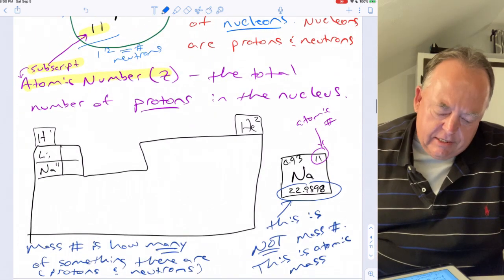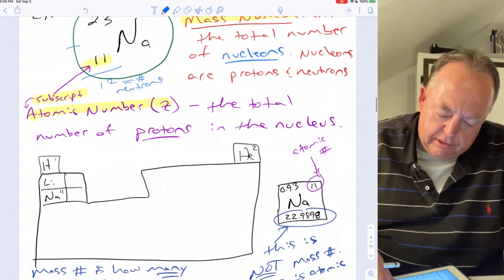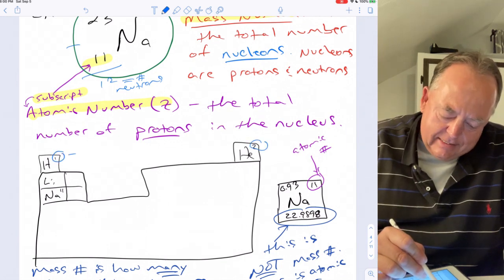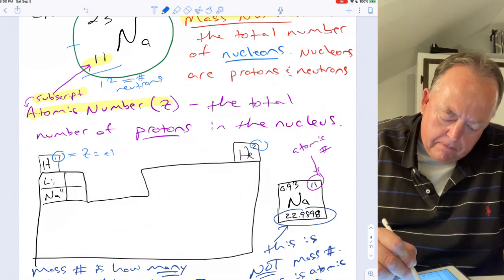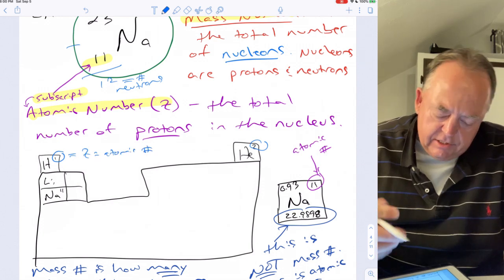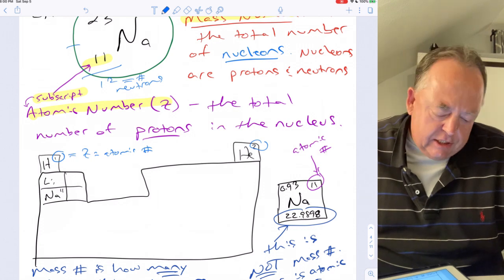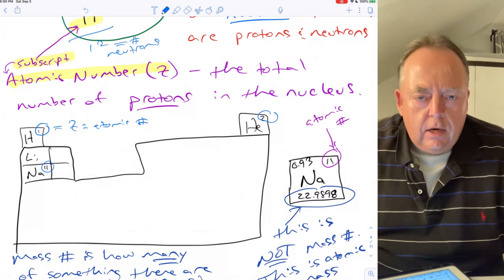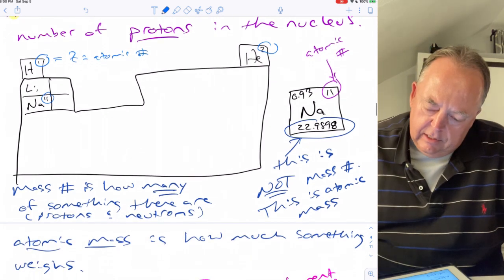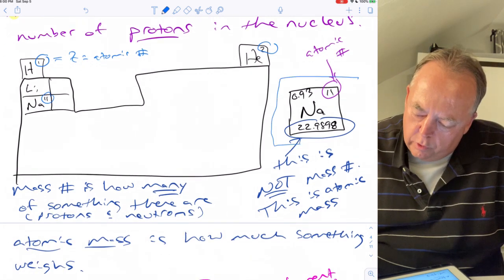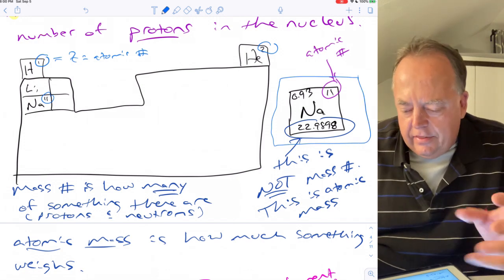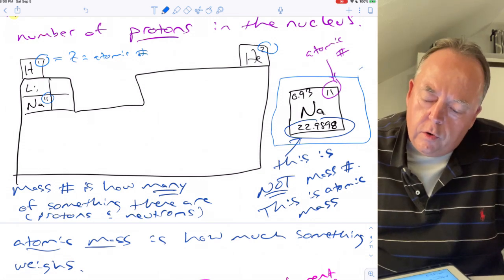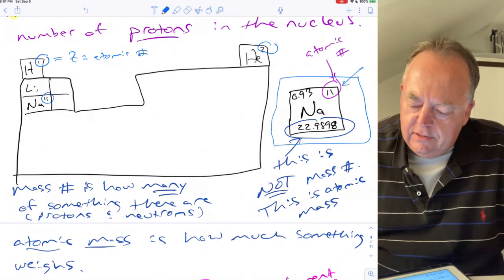So if we look at a periodic table, I've just shown a few elements here. The number typically in the upper right hand corner is the atomic number. So that's the number of protons in the nucleus. Hydrogen has 1 proton, helium has 2 protons, sodium has 11 protons in its nucleus. So the periodic table that we use, the element symbol looks like that. This upper right hand corner is the atomic number, the number of protons.